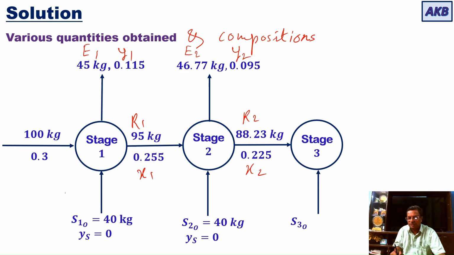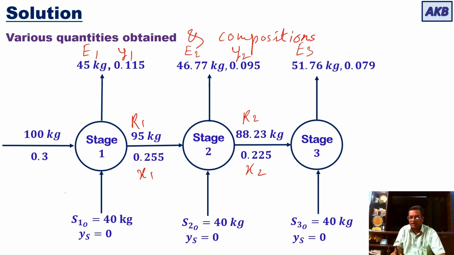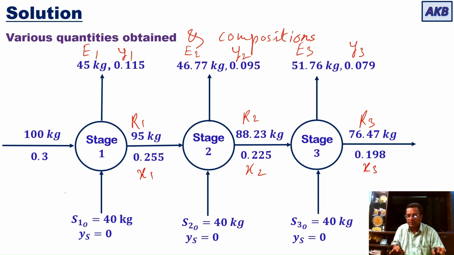Then in the third stage, the raffinate from the second stage is contacted with the fresh solvent. You get extract phase E3. The quantity is 51.76 kg and composition is 0.079. And then you get raffinate. The quantity is 76.47 and composition is 0.198. So in this way, calculations for those three stages are completed.